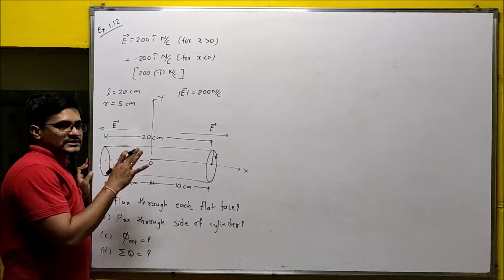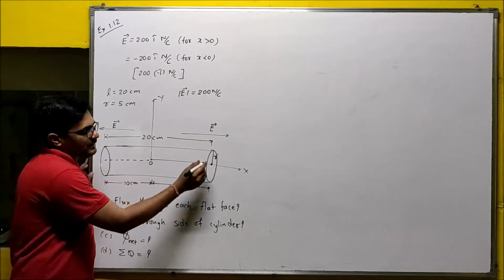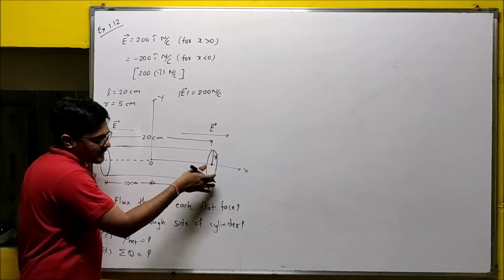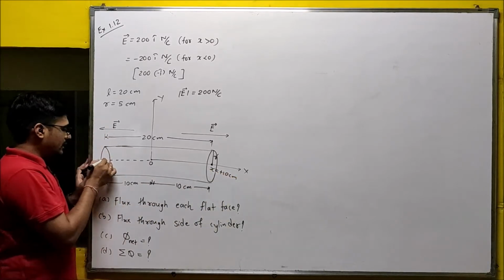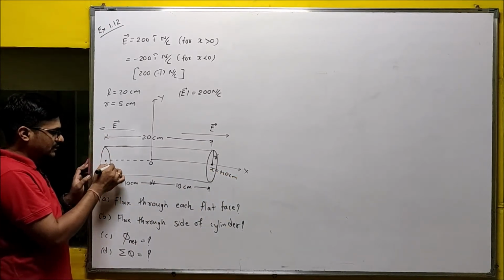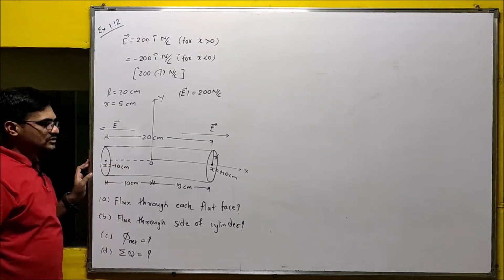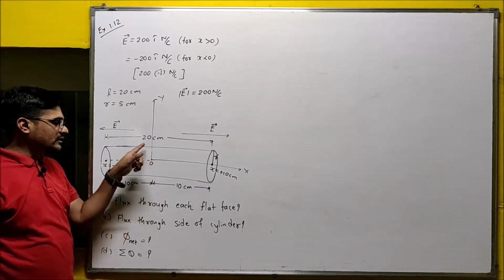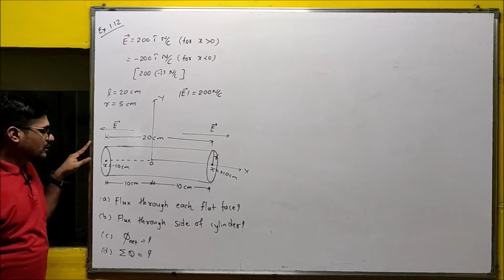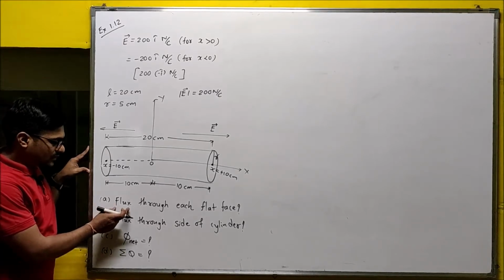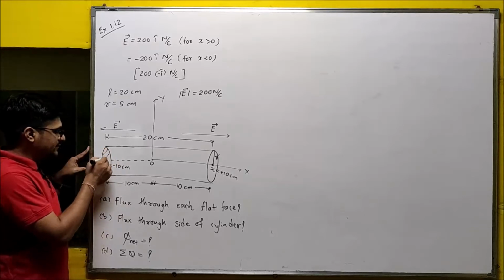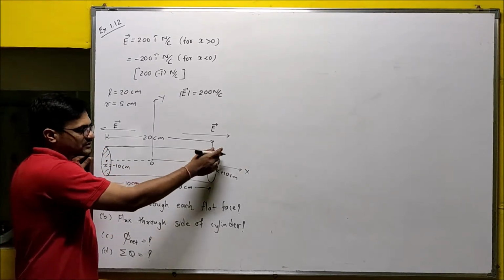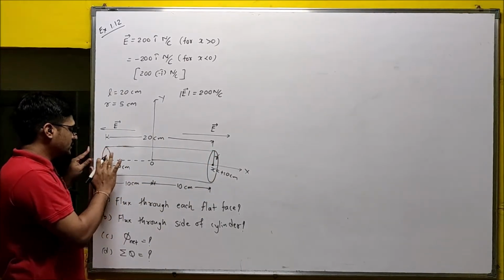We have to arrange the cylinder in this manner: the right side face is at x equal to plus 10 cm and the left side face is at minus 10 cm. So the center of the cylinder is at the origin, right? Now we have to find, first of all, the flux through each flat face. Flat face means these faces. Now find the flux through both these faces.